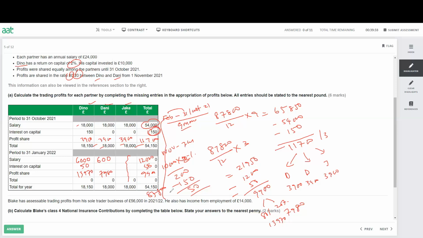You just need to look at when the person left, and you need to know how to do the split. Nothing else. It's not difficult at all. All right, let's move to the next one.